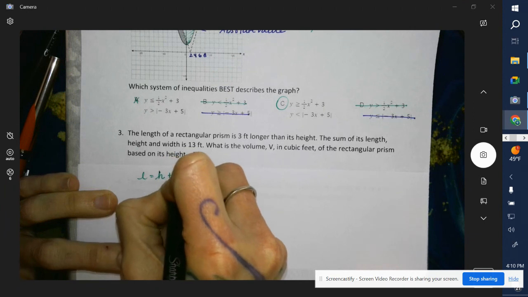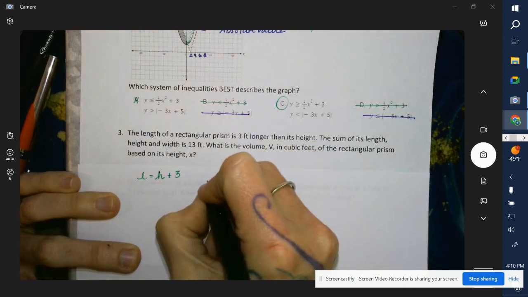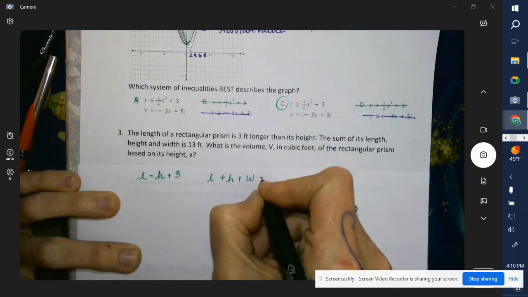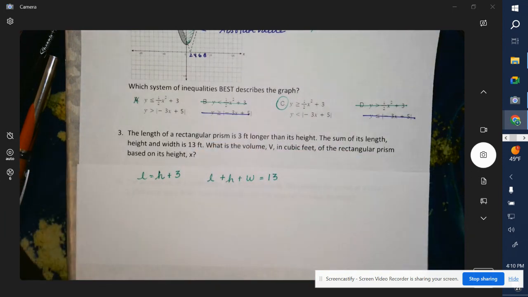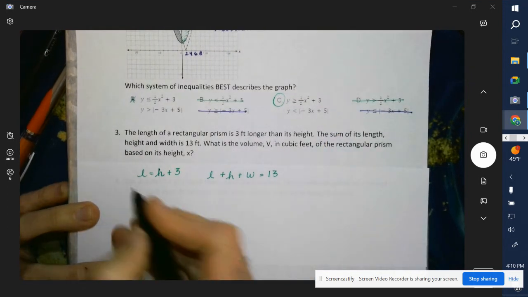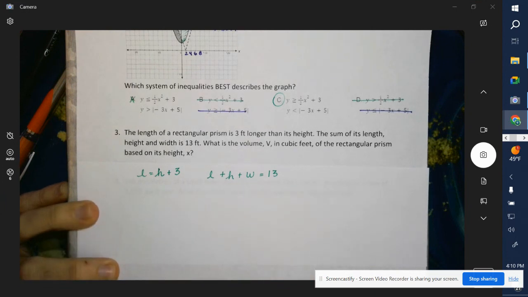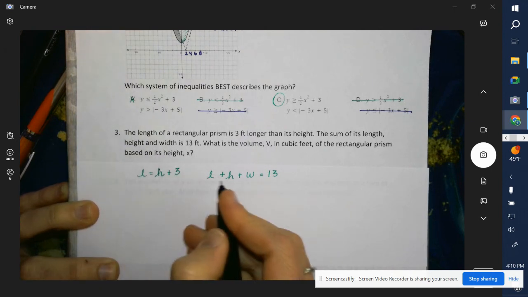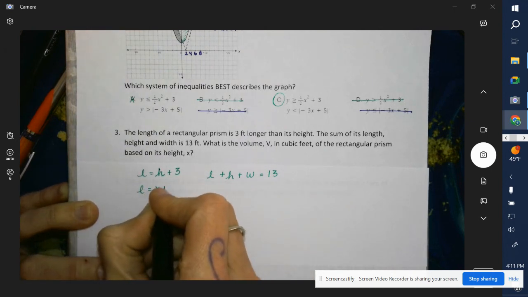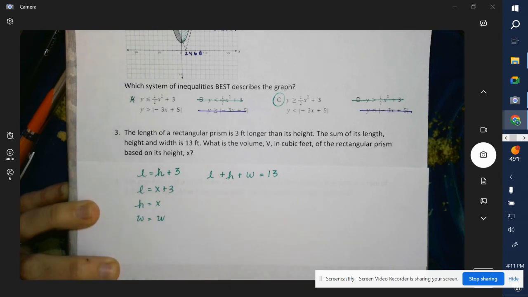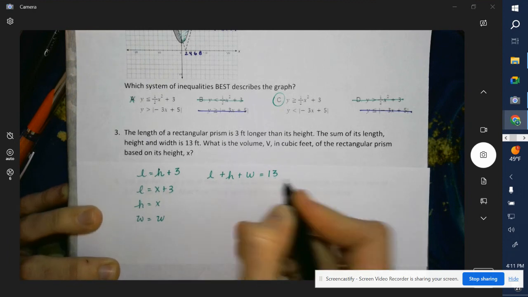So height plus 3. The sum of its length, now remember sum means we're going to add, length, height, and width is 13. What is the volume in cubic feet of the rectangular prism based on its height, x? So I use length and width, and I use their letters, and height for that matter. We can call the height x because all of it is based off height. So we could do length equals x plus 3, height equals x, and width, we're going to call it w because we don't know.